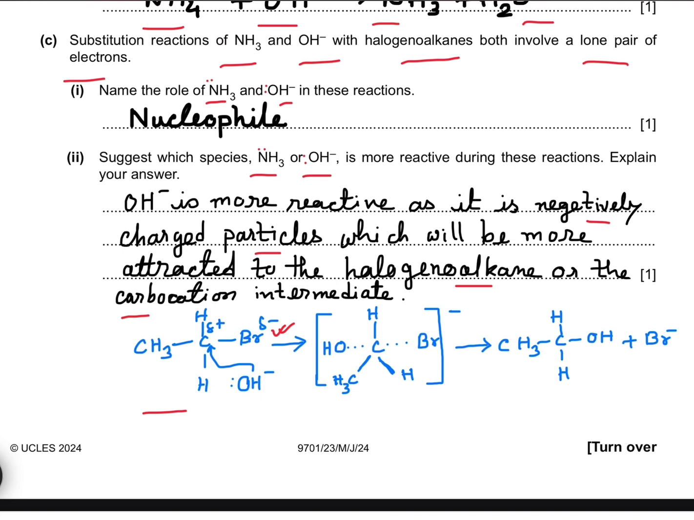So here the nucleophile, which is hydroxide, will attack the positively charged carbon and will give an intermediate compound. From here we will get ethanol and bromide ion. So because of the negative charge of hydroxide, it will be more reactive.